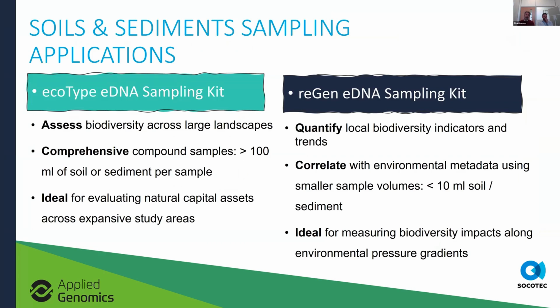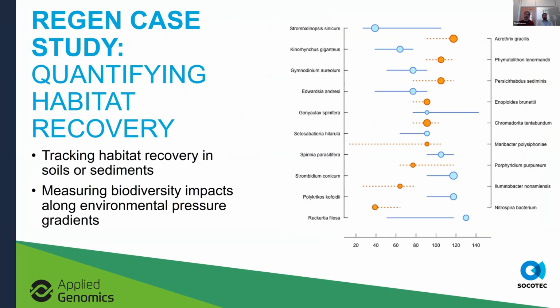And so we've got two types of soil and sediment sampling kits. The eco-type is simply a larger volume kit for larger applications. The regen kit, smaller volumes for more high-resolution applications. We talked about the high-resolution application here, which is measuring along a transect or a pressure gradient in order to be able to see those proximal responses of the bacteria and soil microbes.